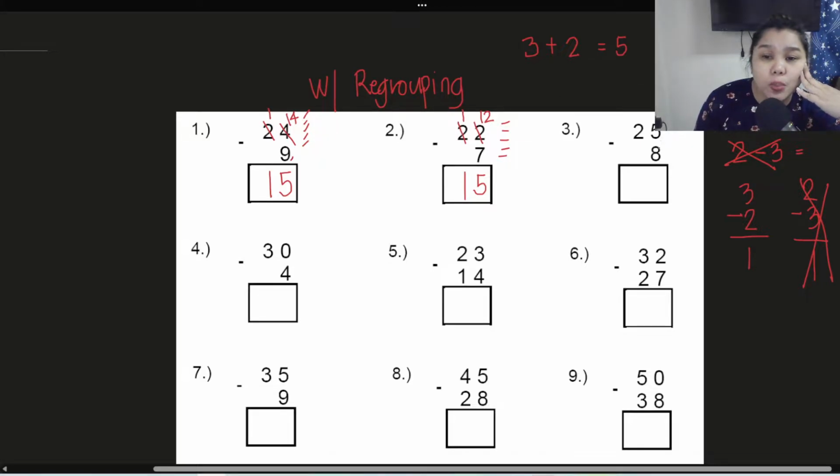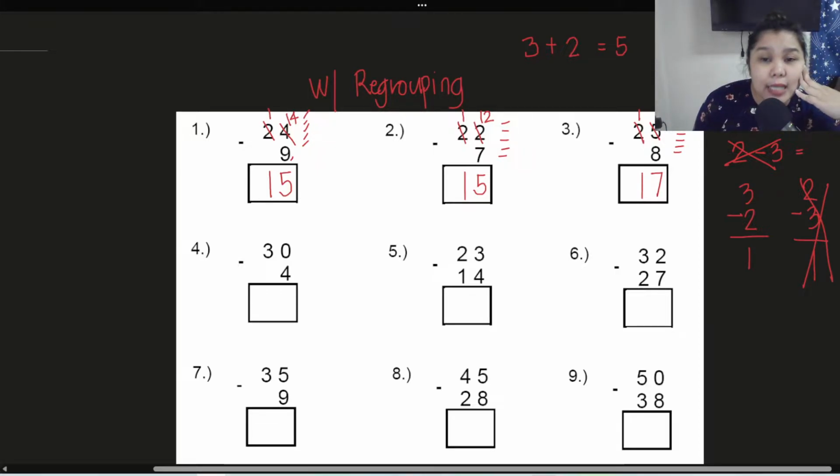Another, number 3, 25 minus 8. 5, bawasan ng 8. No. So, 5. Let's get ready to borrow. So, from 2, this becomes 1. And then, we borrow 10. Kaya, naging 15. So, 15 minus 8, 8, 9, 10, 11, 12, 13, 14, 15. Ilan ba yan? 3, 6, 7, 8. Tama ba? No, it's 7 lang. So, 7. And then, bring down 1.